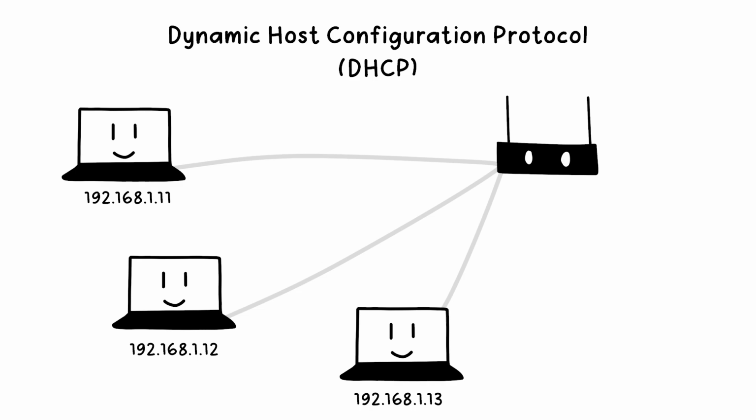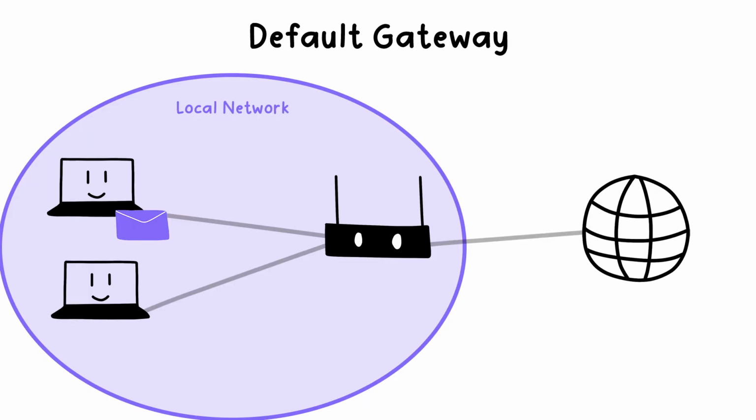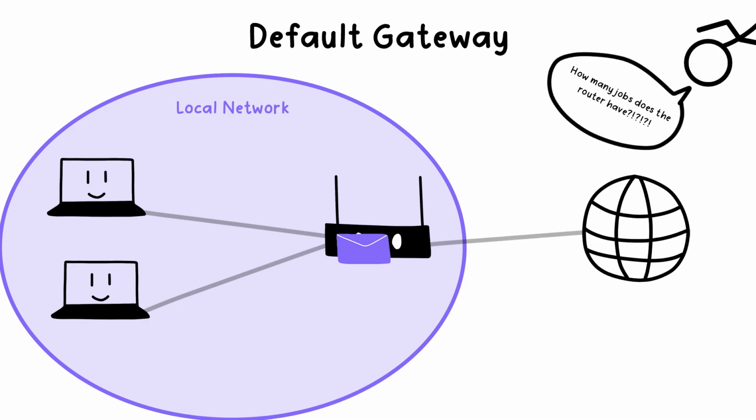Besides that, it also offers the DNS address, subnet mask, and default gateway address. The default gateway is simply the device that your client sends data to that are meant to leave the local network. This is usually the router, since it has the job of connecting your local network to the internet.